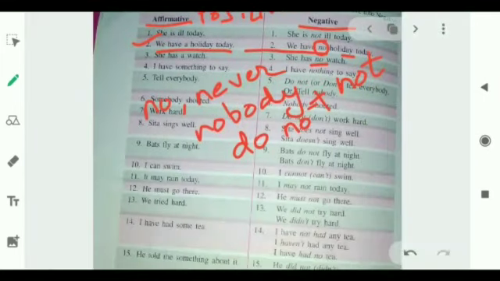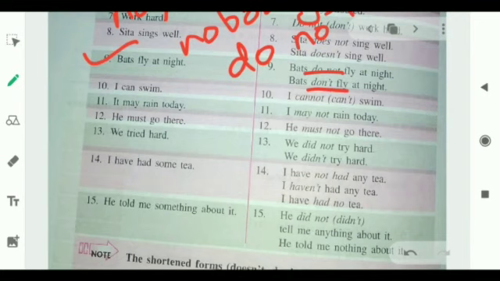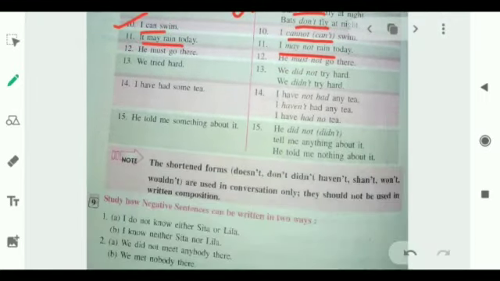Let's take more examples. Bats fly at night, this one. Bats do not fly at night, or we can say bats don't fly at night. Let's take the 10th one now. I can swim. Over here I've added, I cannot swim, or in abbreviated form, I can't swim. Next, it may rain today, it may not rain today. Now you can just observe that in each and every sentence after the conversion, words like no, not, nobody, this kind of words are added.